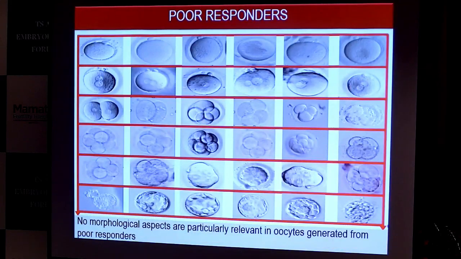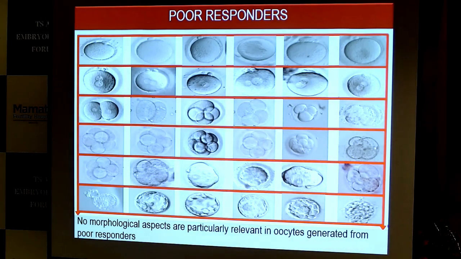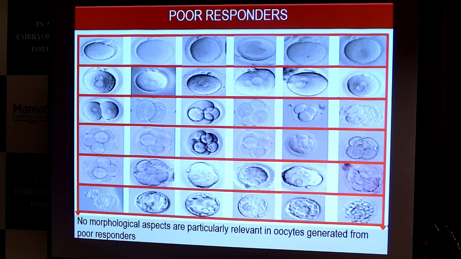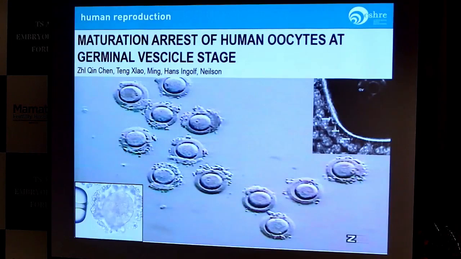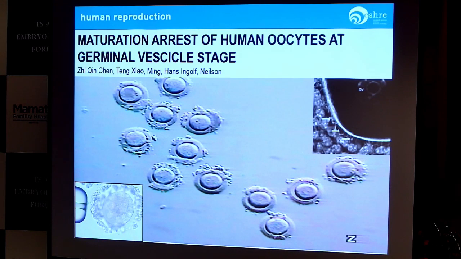So what about poor responders? You have fewer numbers, but the dysmorphisms are no different. So you fail and you do badly, not because of some new or different dysmorphism in these oocytes, but because you just have to work with these oocytes which have dysmorphisms. You have no other go. You have only 1 or 2 or maximum 3. So you're transferring, there is no selection happening. You're transferring whatever you have, and that's why it's bad, but there is no real association between dysmorphisms and poor responders.